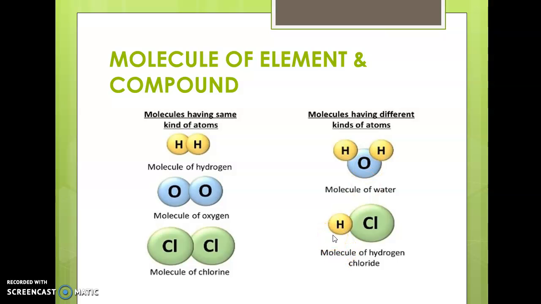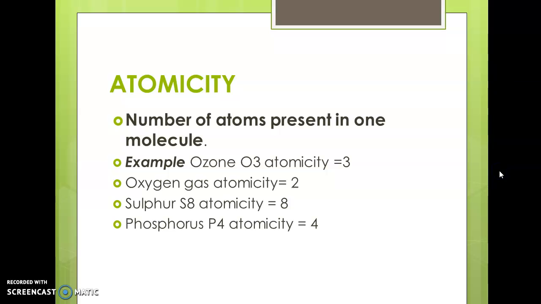Now, the molecule of hydrogen chloride. Hydrogen is one atom and chlorine is another atom. So two different atoms combined to form a molecule of a compound. Now, atomicity. How many atoms are present in one molecule? That gives you the atomicity. See, what is the definition of a molecule? Two or more atoms combined to form a molecule. Now, how many atoms are there in the molecule? That tells you the atomicity. So the number of atoms present in one molecule gives you the atomicity.